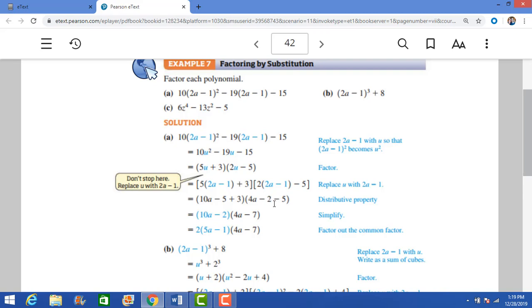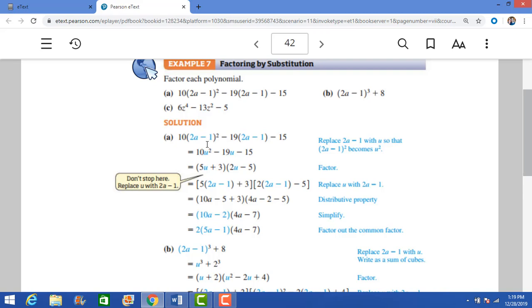Now, we're going to simplify this part into negative 7. So this becomes 4a minus 7. And this becomes 10a minus 2. And we get this. Now, what we can do is factor out a common factor here of 2. And we get 2 times the quantity 5a minus 1 times 4a minus 7. And we're done.